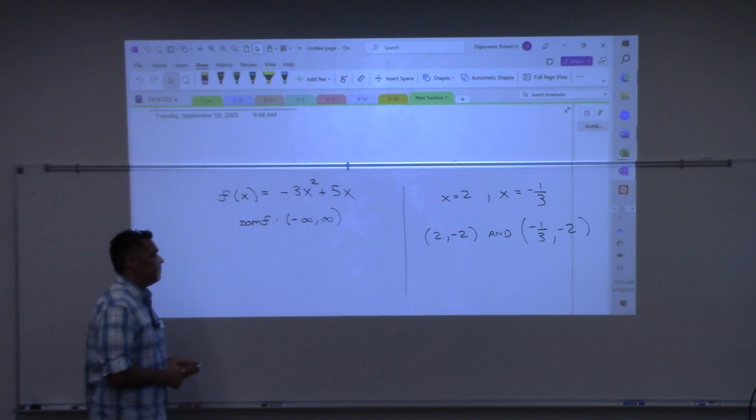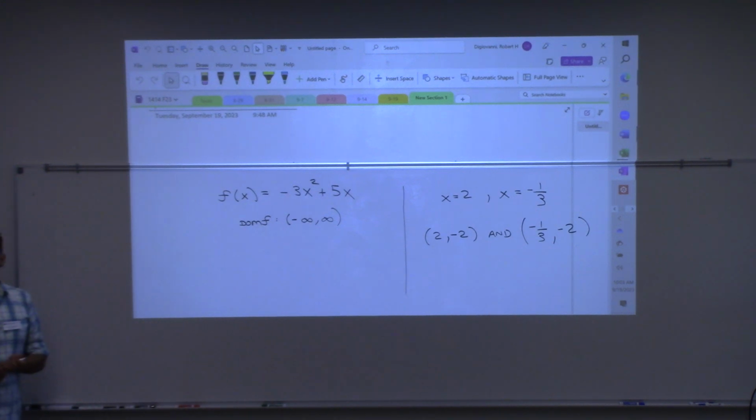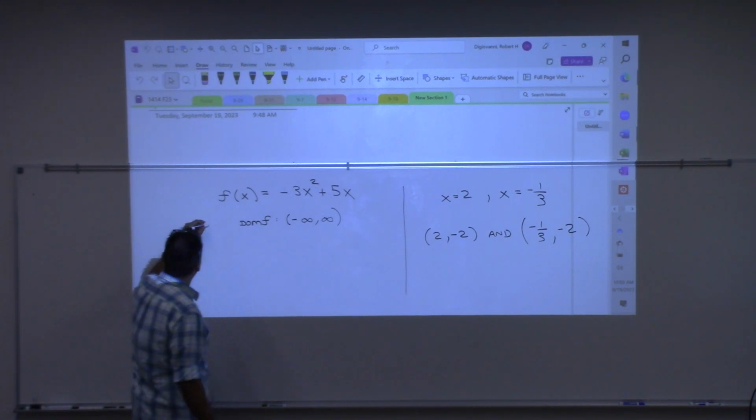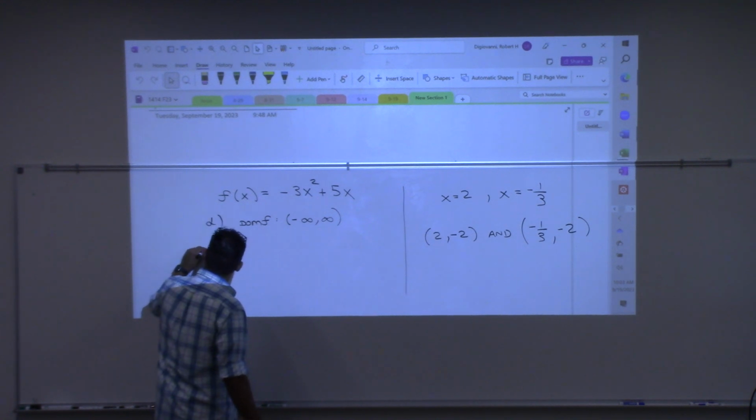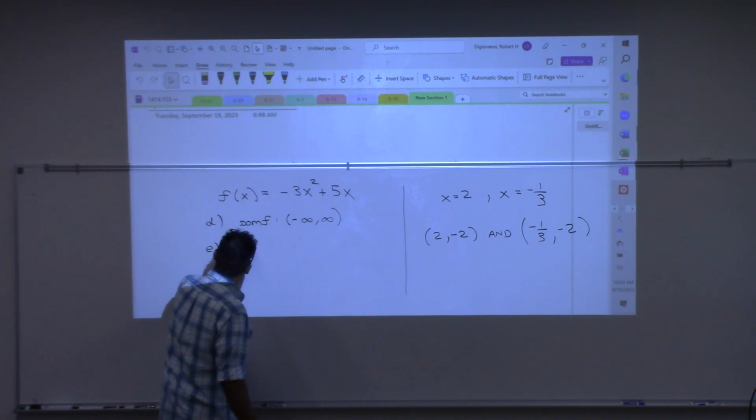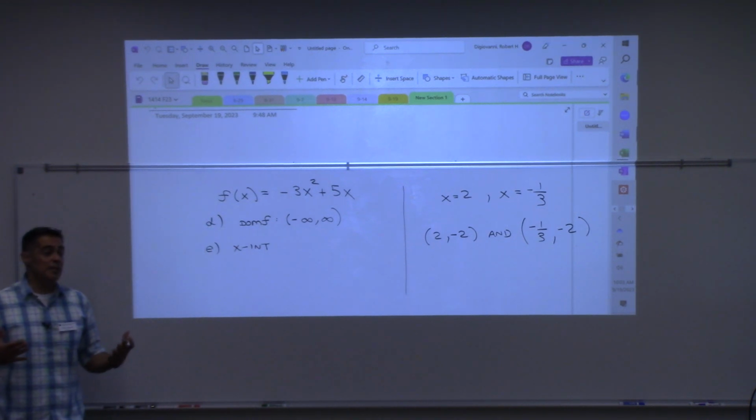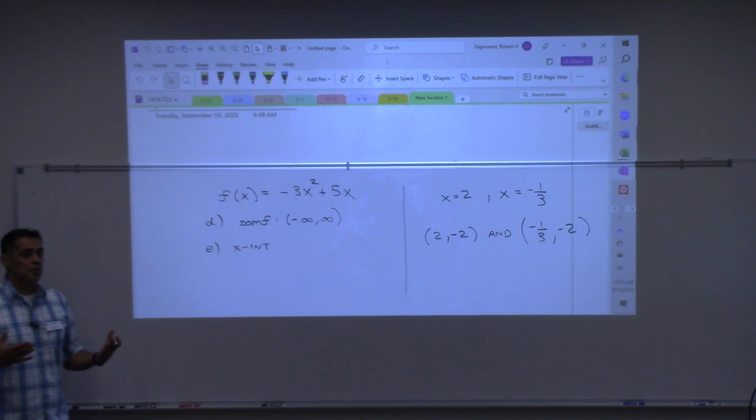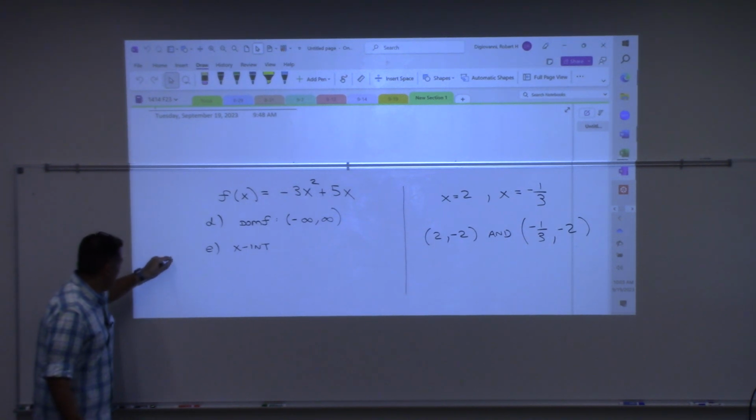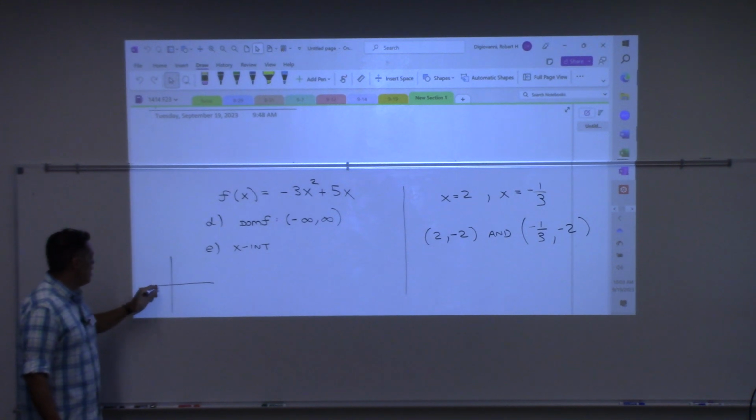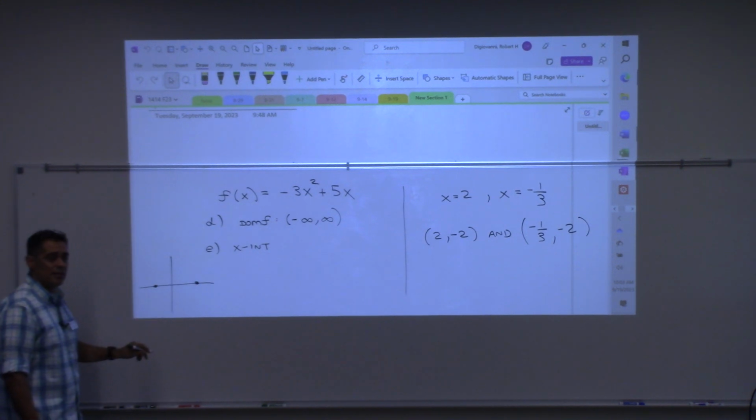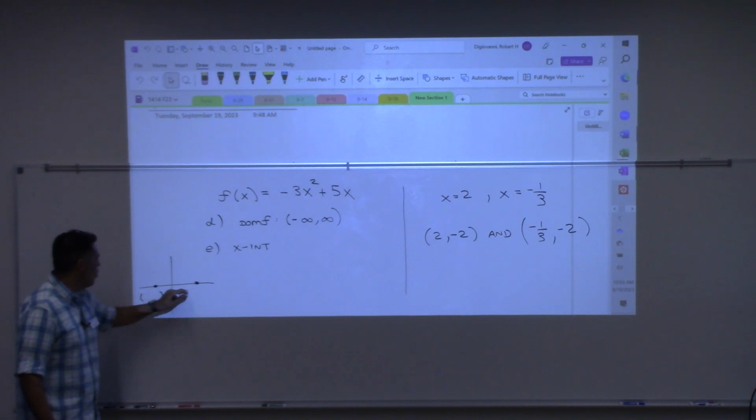Part E, list the x-intercepts of the graph. Okay, this is part D. E. Find the x-intercepts. Okay. How do we find the x-intercepts of this graph? So yeah, anytime our graph hits the x-axis, right? Anytime the graph hits the x-axis, what can you tell me about the y-coordinate? It's 0, isn't it?